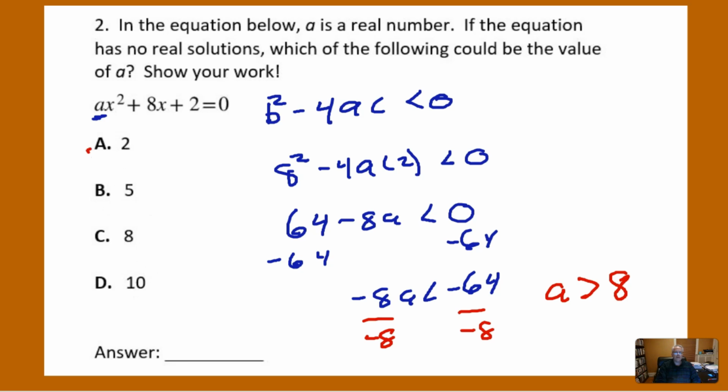So C doesn't work. A and B don't work. The answer is D. So any value of a that is greater than 8 is going to give us an equation that has no solution.